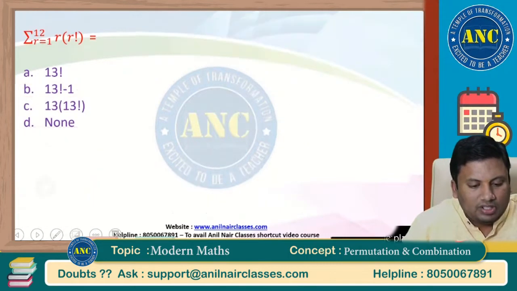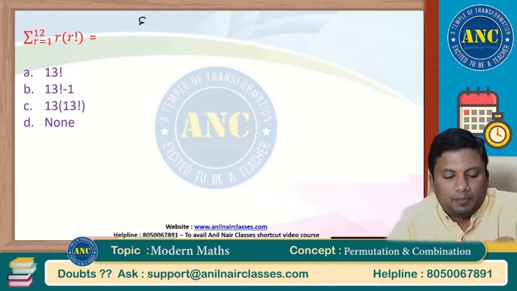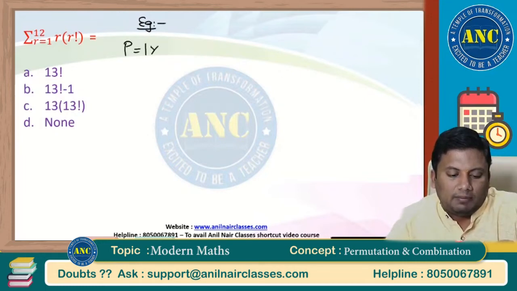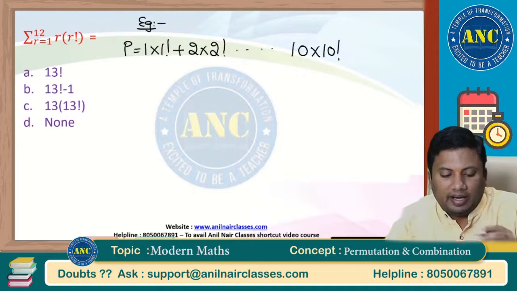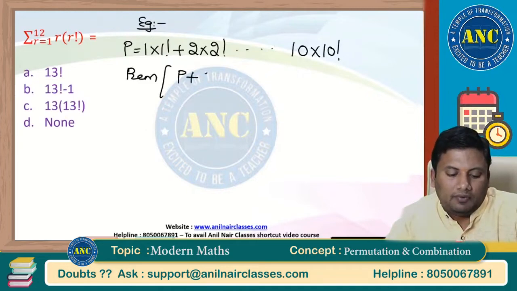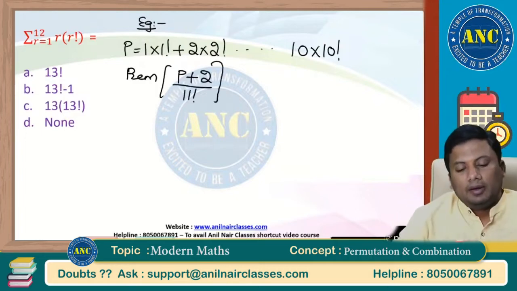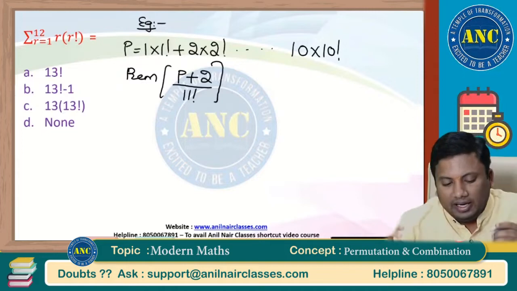Let us see the original CAT question which came. Please take down that question. P is nothing but 1 into 1 factorial, 2 into 2 factorial, and so on up to 10 into 10 factorial. Remainder when P plus 2 is divided by 11 factorial.